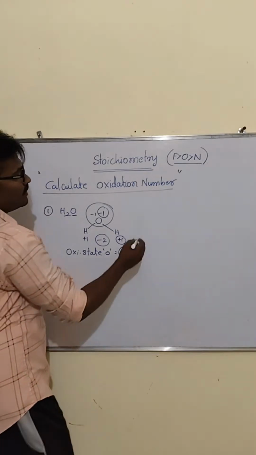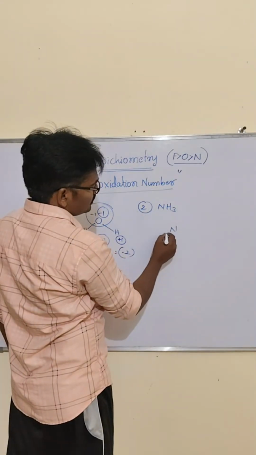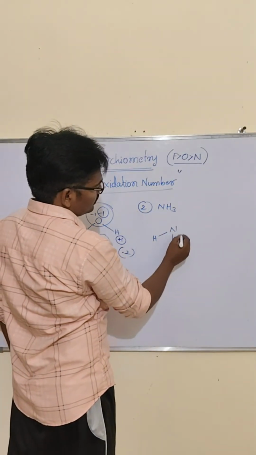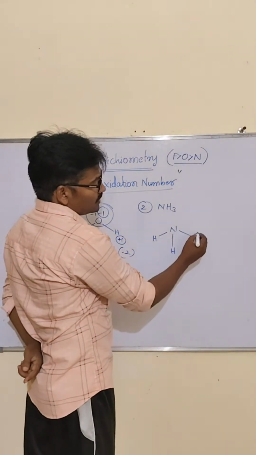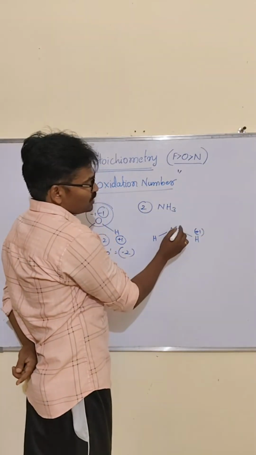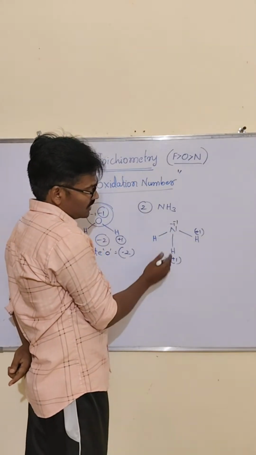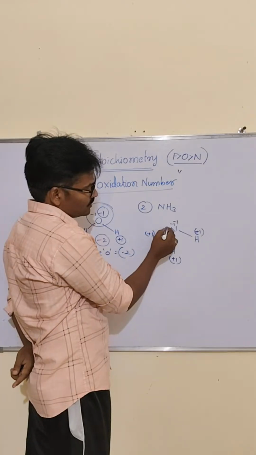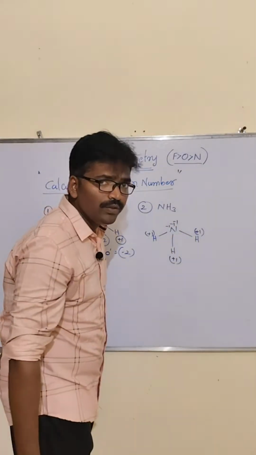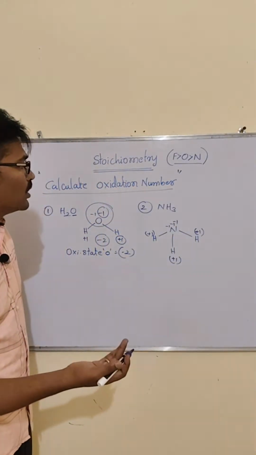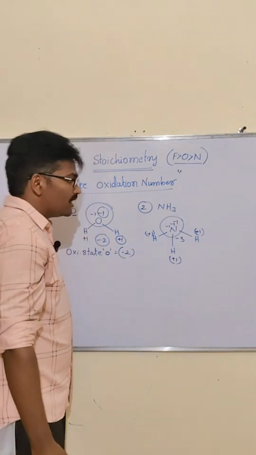Clear? Then second one, in case the NH3 molecule is there, nitrogen is surrounded by 3 hydrogen atoms. In between nitrogen and hydrogen, hydrogen has the positive charge and nitrogen has the negative charge, for each hydrogen. Why is nitrogen negative? Because it is more electronegative compared to the hydrogen atom. So how much charge do we get on the nitrogen atom? That is -3. Clear, all of you?